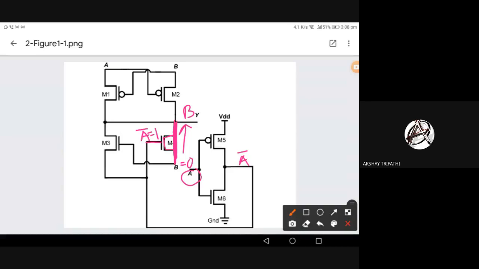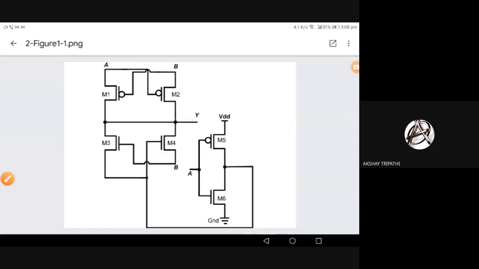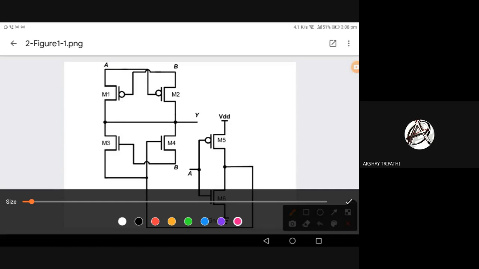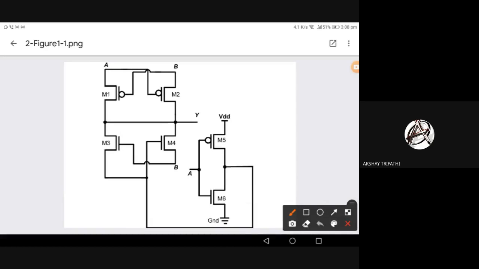So in the first condition we got that. Now let's see what the other conditions are. We got 0 0 0, that was the initial condition. Now let's make A 1 and B 0. Let's see what the output is here. Now A is 1, B is 0.